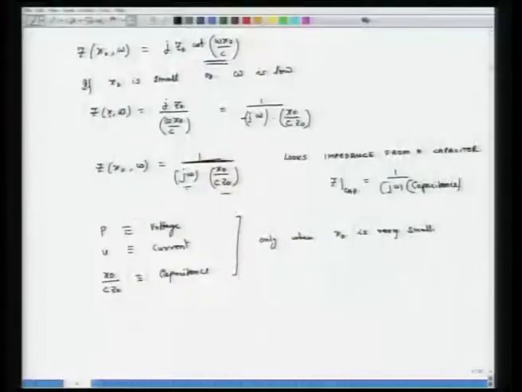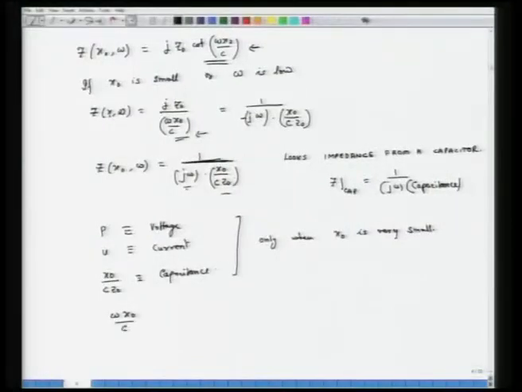From this point to this point, we made this jump because we assumed that x naught is small, and that jump would have been possible only if omega x naught over c was extremely small compared to 1, which means that either x naught is extremely small compared to c over omega, which in turn equals lambda over 2 pi, or omega is extremely small compared to c over x naught.